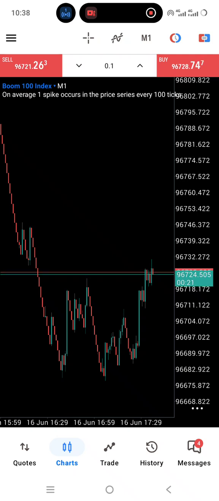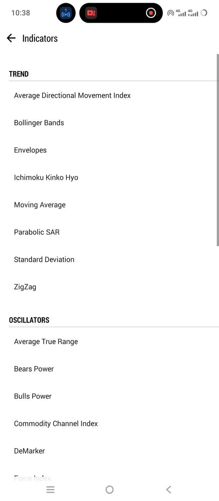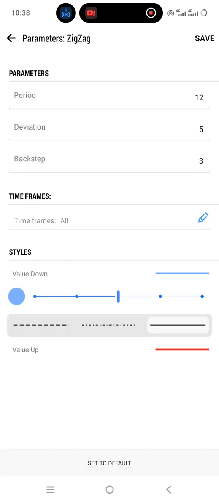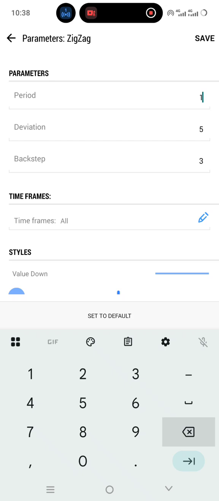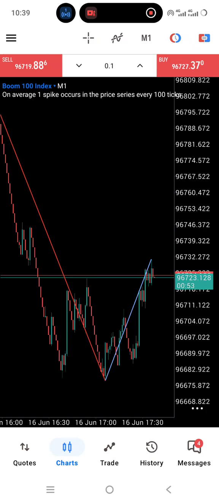First of all, make sure you are in the Boom indexes. Go to the indicators section, delete everything you already have, and go to the zigzag. Now that's the core thing. We are going to add a zigzag. Here we will add a 50 period, deviation is the most important, we are going to choose 7. Back step, we are going to choose 4. Just simply click on save. That's the major structure. There is no lie about this.